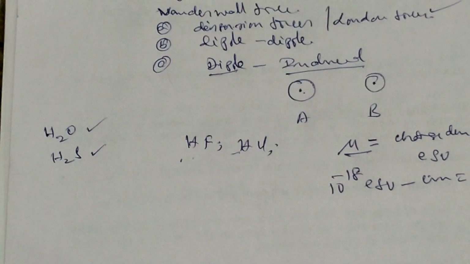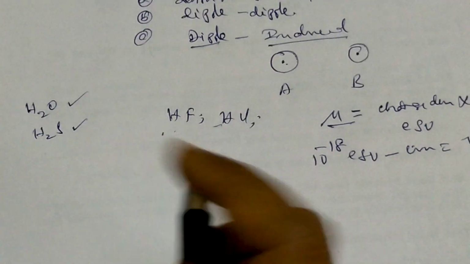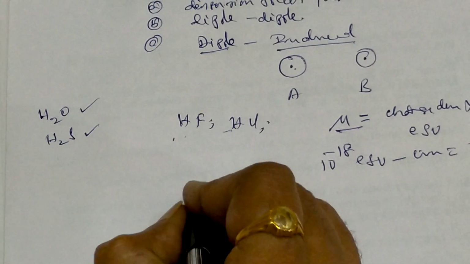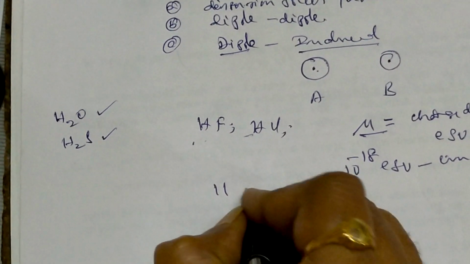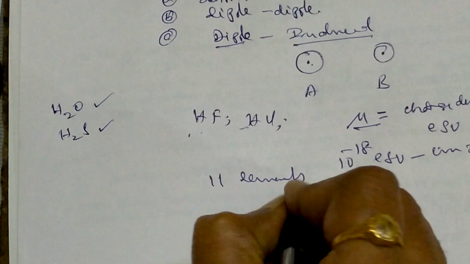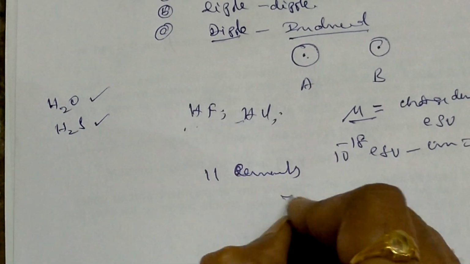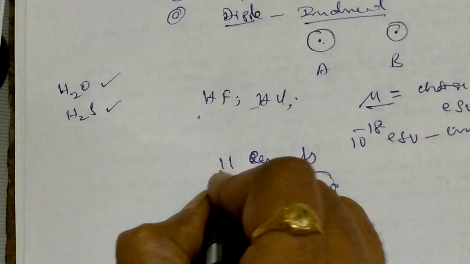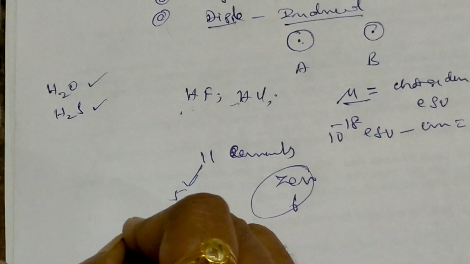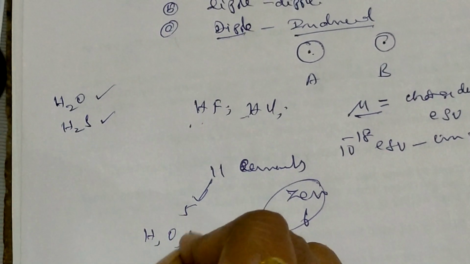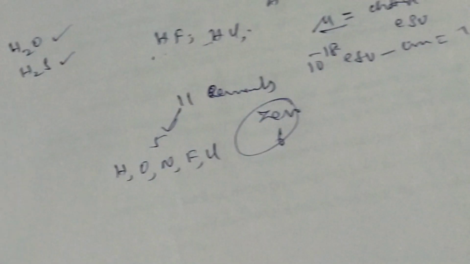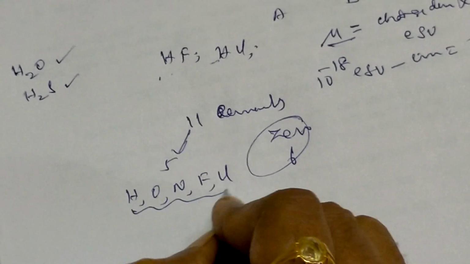Why do we have to deal with the gases first? Though there are only 11 gases in the entire table, only 11 elements are there. One is group zero, six of them, that is not much we are dealing with. The second one is only 5: hydrogen, oxygen, nitrogen, fluorine, chlorine. 6 plus 5, 11. These are the only gases.